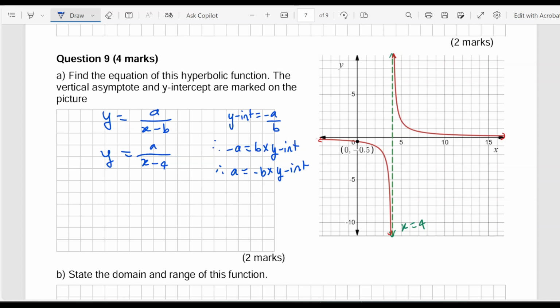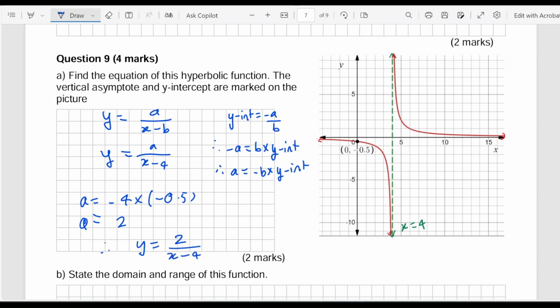But essentially, to get our a value, it's going to be minus, the b value is 4, and the y-intercept was minus 0.5. So our a value is actually 2. Therefore, y is 2 over x take 4.